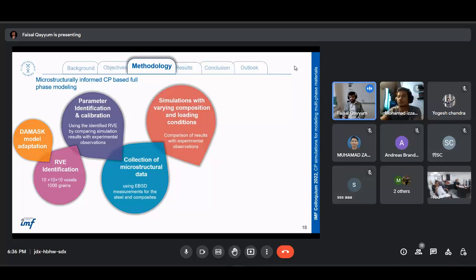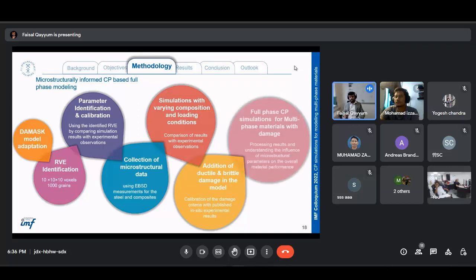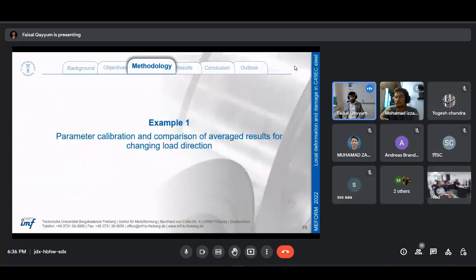Based on that, we develop representative volume elements, and we run simulations with varying compositions and loading conditions. If interested, we can also add ductile or brittle damage criteria in the model, and in the end we can run full phase simulations for multiphase materials with damage, and that is something which we will talk about in the presentation next. For example, in the first example I will talk about the parametric calibration and comparison of average results for changing loading conditions.